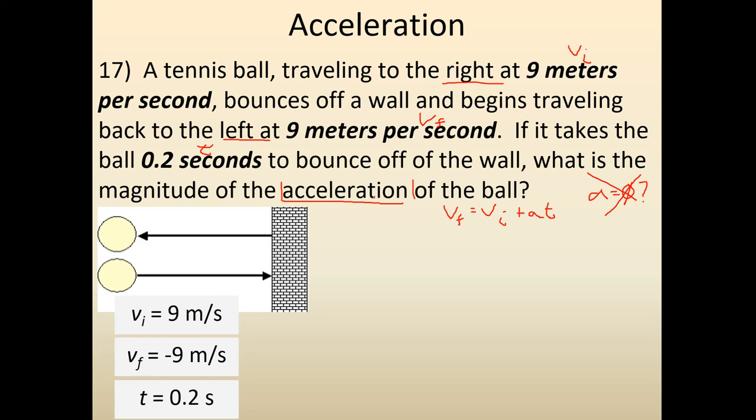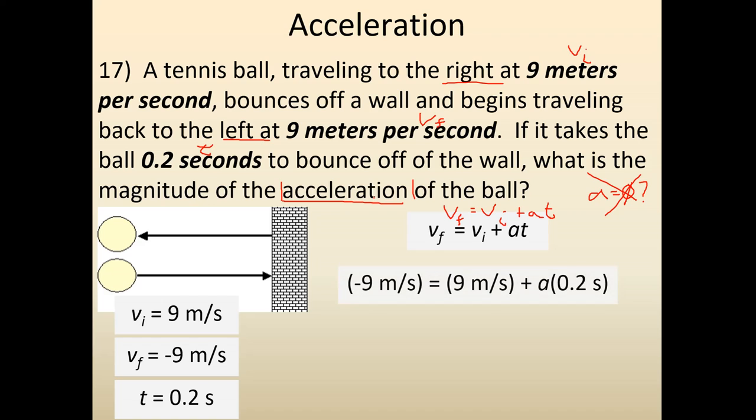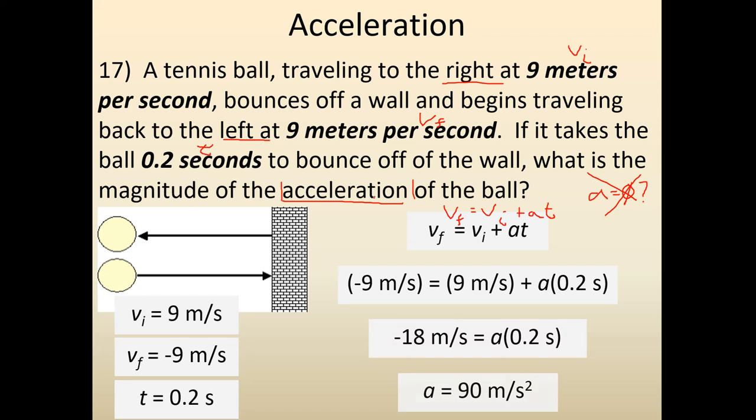So that's going to be the big trick for this problem. Plugging that in and making sure that the final velocity is negative, I end up getting that my acceleration's 90 meters per second squared. Once again, a major question some people might be thinking is, where did the negative go? Negative 18 divided by 0.2 is not a positive number.